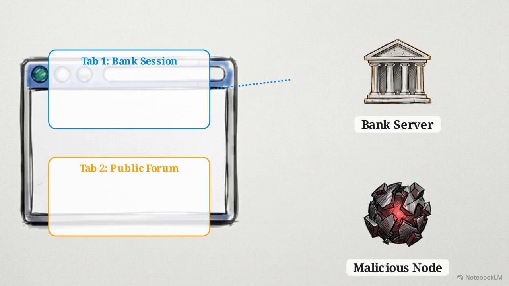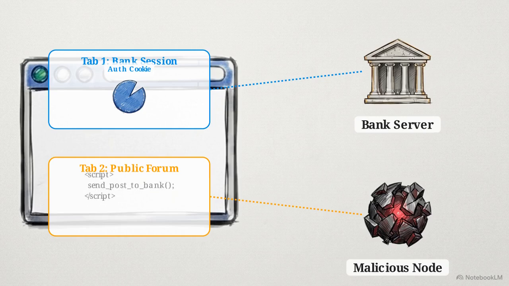While your banking session is active in one tab, you might navigate to a second, unrelated domain, like a public forum. If that forum is malicious, a hidden script can trigger a POST request, targeting your bank's transfer endpoint, without any visible interaction on your part. Even though the request started on the forum, its destination is the bank.